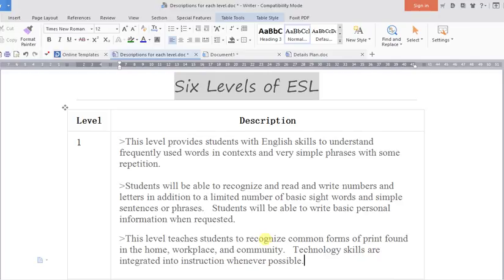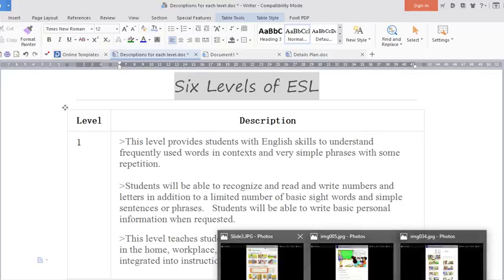This level teaches students to recognize common forms of print found in the home, workplace, and community. Technology skills are integrated into instruction whenever possible. So I will give you an example here.